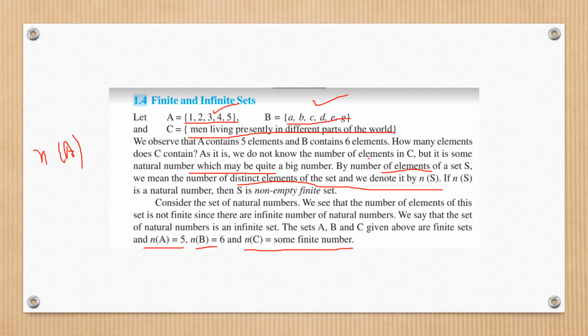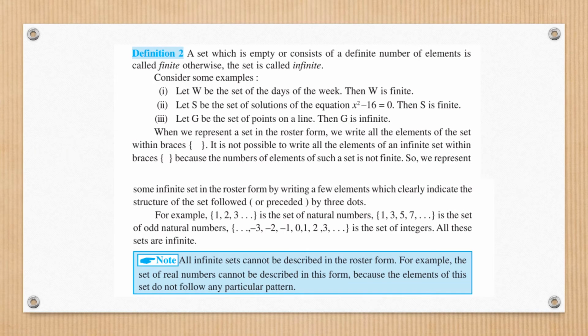Okay. So we see that the set of natural numbers is an infinite set. An infinite set means lots of numbers, you will not be able to write all of them. So it is infinite. Then a set which is empty or consists of a definite number of elements is called finite, meaning whose elements are countable is finite, otherwise it is infinite. For example, W is the set of days of the week, so W is finite. S is the set of solutions of the equation x square minus 16 equal to 0, so it is finite. G is the set of points on a line, so it is infinite because there are infinitely many points.